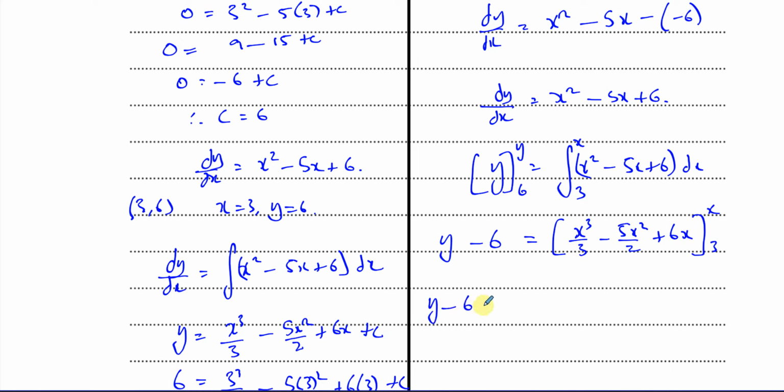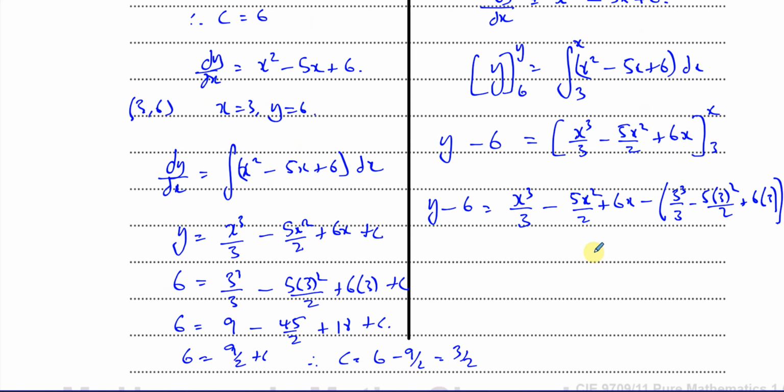So you have y minus 6 equals x cubed over 3 minus 5x squared over 2 plus 6x, minus, I'm going to put 3 instead of the x, so it'll be 3 cubed over 3 minus 5 times 3 squared over 2 plus 6 times 3. So this will give us basically 9 over 2 on this side, won't it? It'll be 9 over 2.